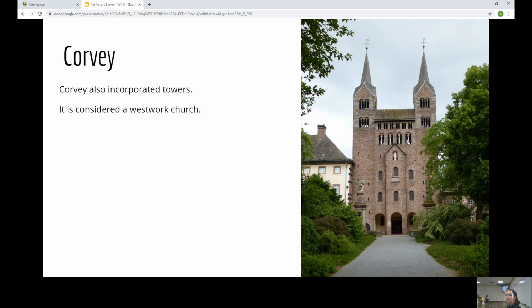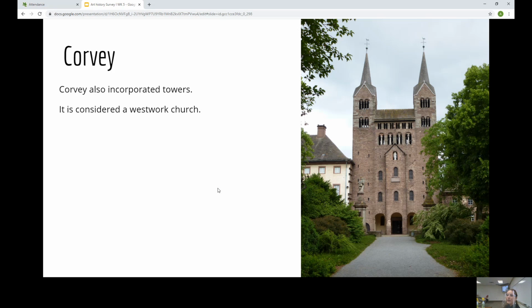This is considered a westward church, meaning that you enter from one end and walk in, and the aisles are there. Remember last week I mentioned that the early churches had you entering from, well, the long side. The westward church has you entering from the short side. Gothic cathedrals will have several entrances, but we'll get there when we get there.